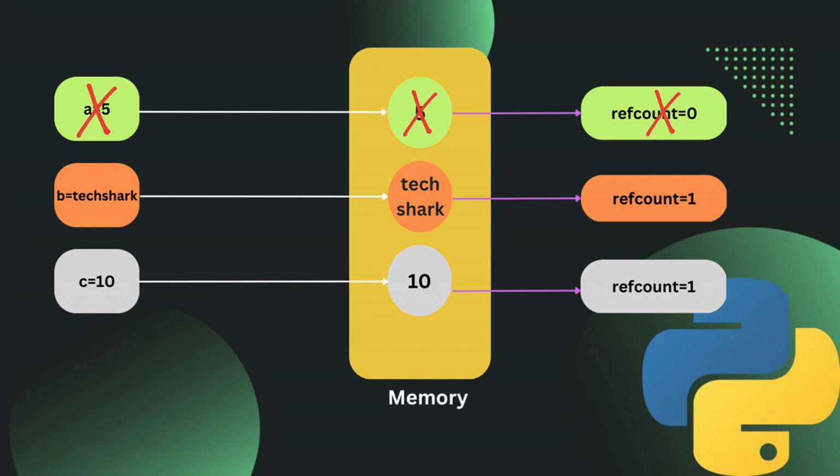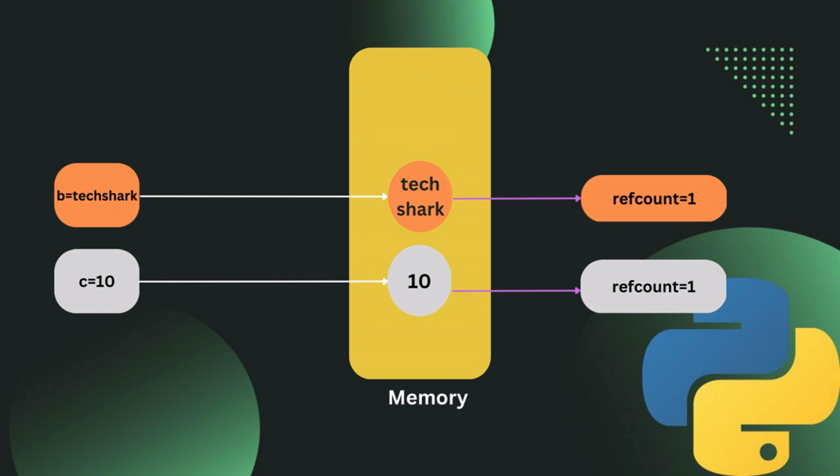Now consider a case where I have deleted the reference A. Earlier, the reference count for object 5 was 1. After deletion of reference A, the reference count becomes 0. And now because the reference count has become 0, the object 5 will be deleted from memory. And hence the memory area will look like this, where object 5 is completely deleted from memory because its reference count had reached 0.